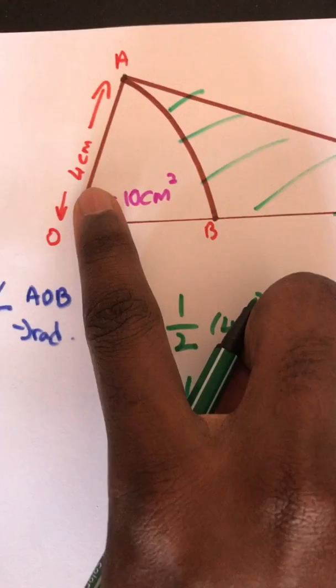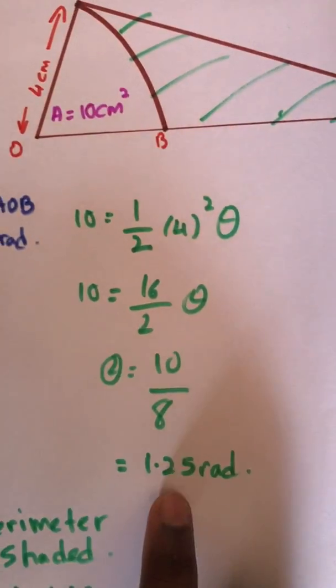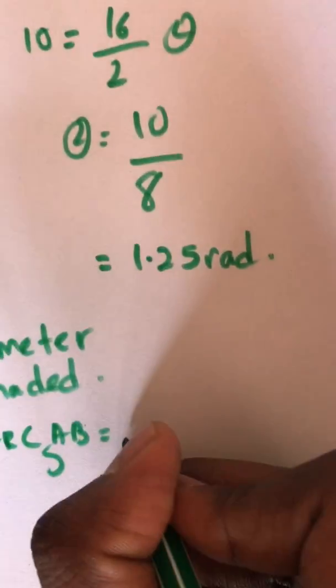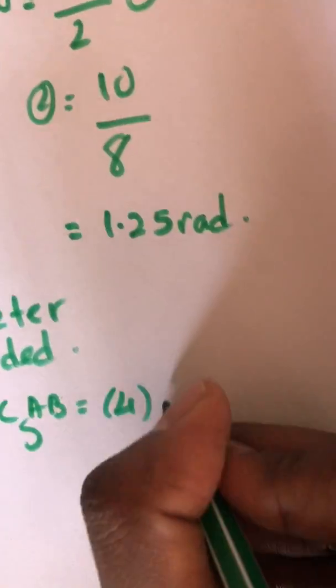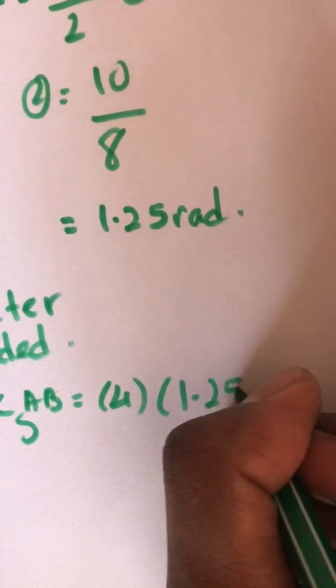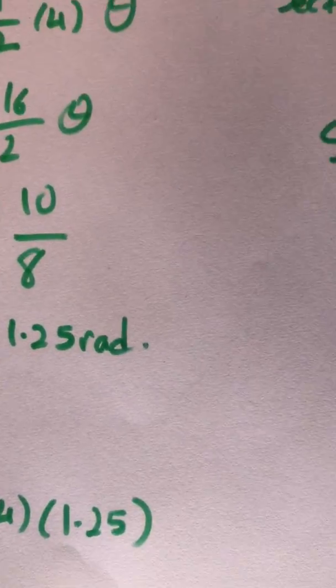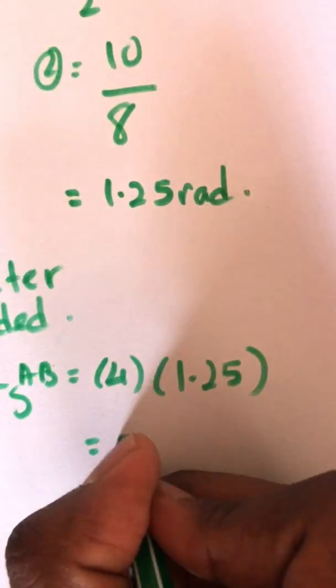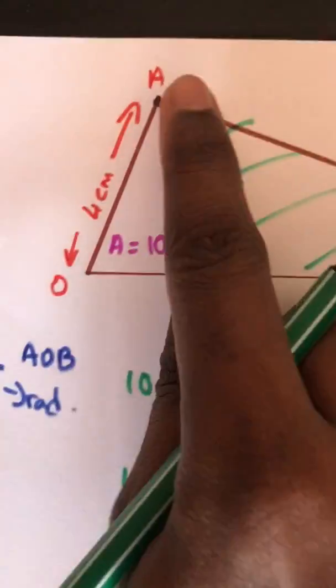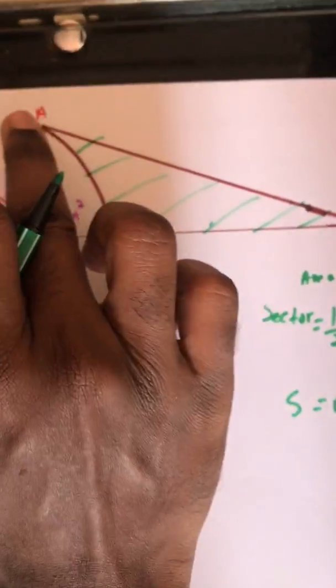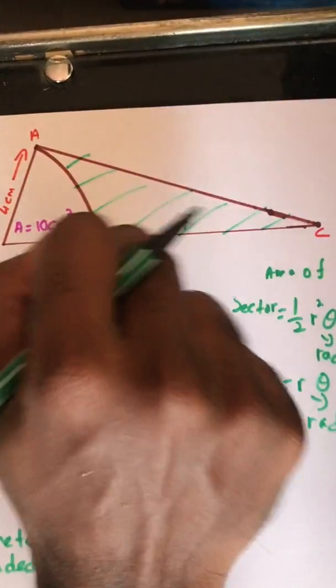I'm going to use that formula. The radius is given as 4, and theta we found already as 1.25. So R is 4 and theta is 1.25. By computing it, you will get 5. So we know arc AB is 5. We have this ready. Now our headache is to find line AC and line BC.